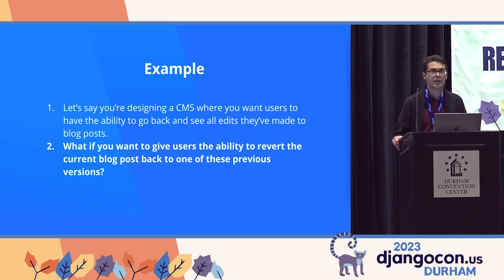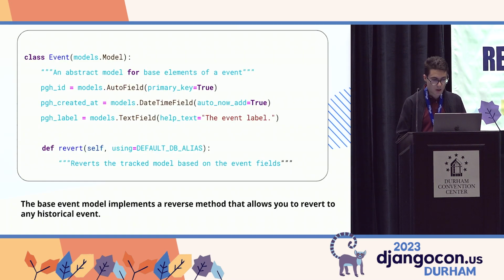But what if we want to give users the ability to then revert back to one of these previous blog posts, right? How can we do that? Well, what's super cool is actually the base event model. So basically every single event is going to be derived from this model, which has a revert method. So this revert method will return the original object type that this event is for, and will revert based on the chosen event, right? So this is pretty cool.